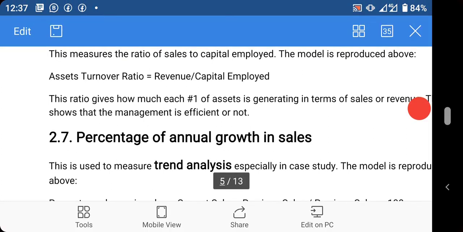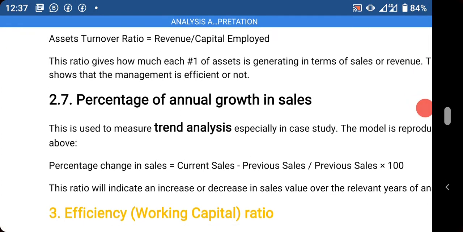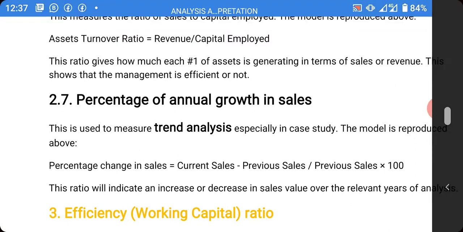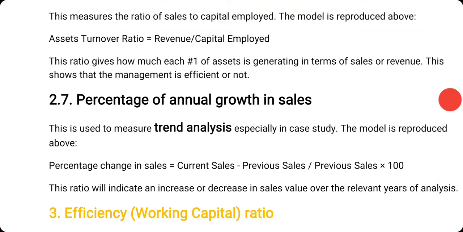Percentage of annual growth in sales. This is actually trend analysis and is often used in case study when you get a professional. But that is that for that. So the formula is simply to calculate our percentage change in sales, which is current sales minus previous sales divided by previous sales times 100.